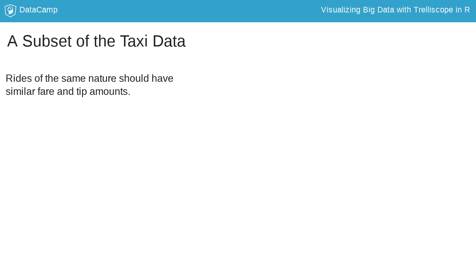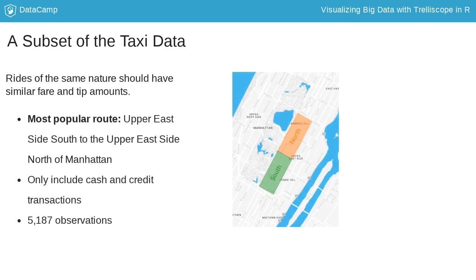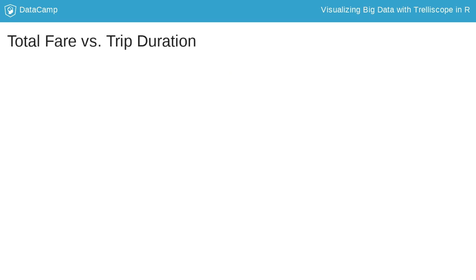include tips. Here we have extracted a subset of the data for the most popular route, from the Upper East Side south to the Upper East Side north of Manhattan. Looking only at these trips and only at cash and credit transactions, we have about 5,000 observations. Let's do a check to ensure that this subset is well behaved.